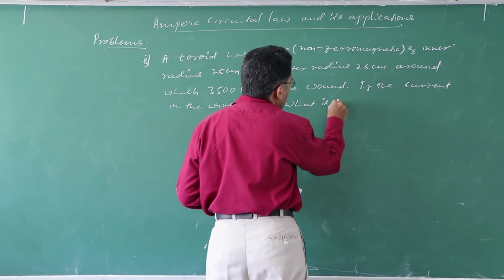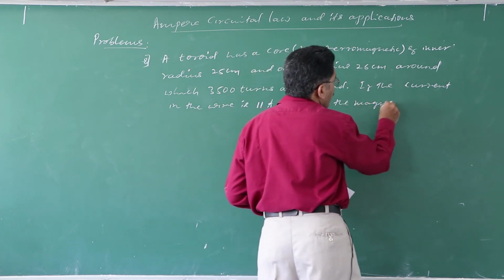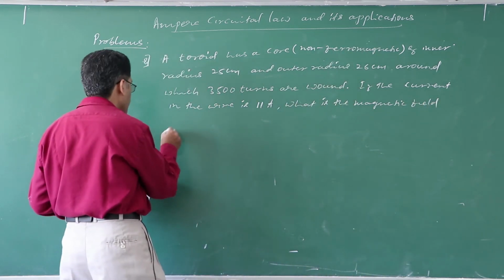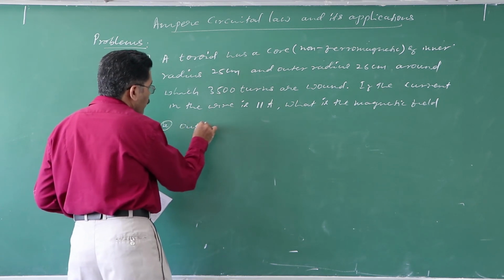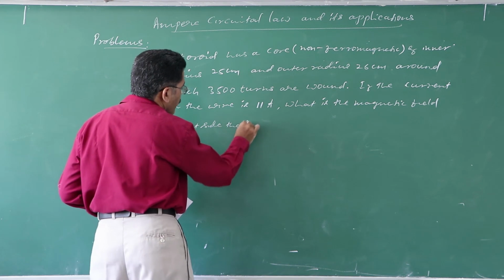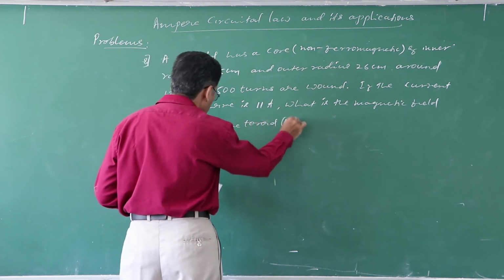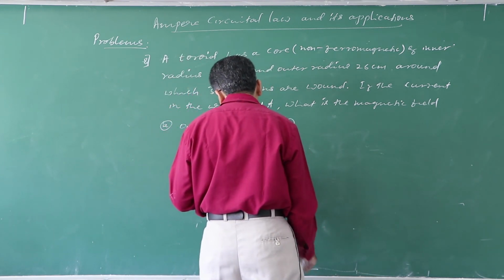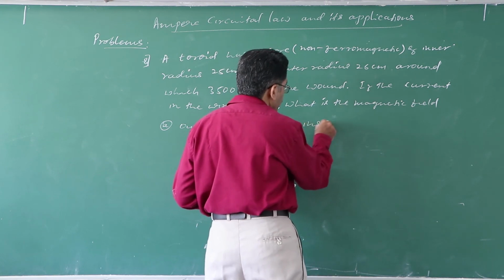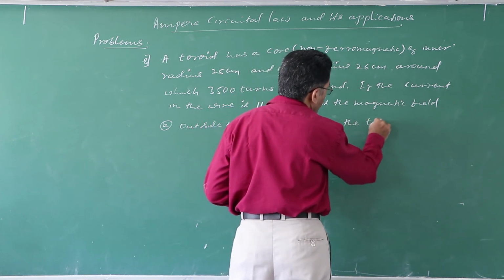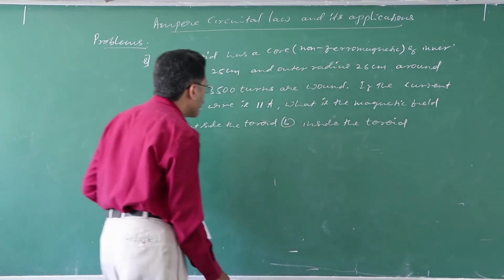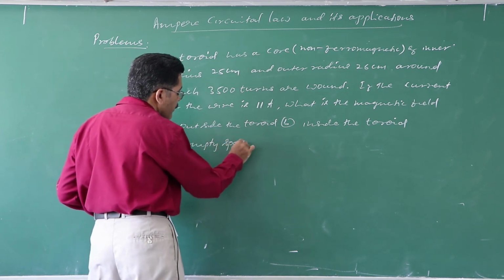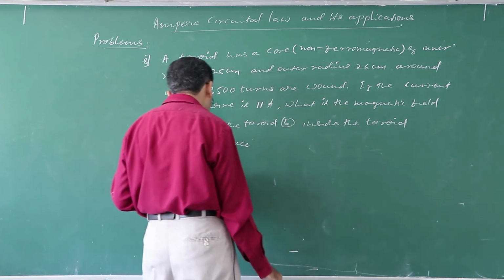What is the magnetic field: A, outside the toroid; B, inside the toroid; C, in the empty space surrounded by the toroid.